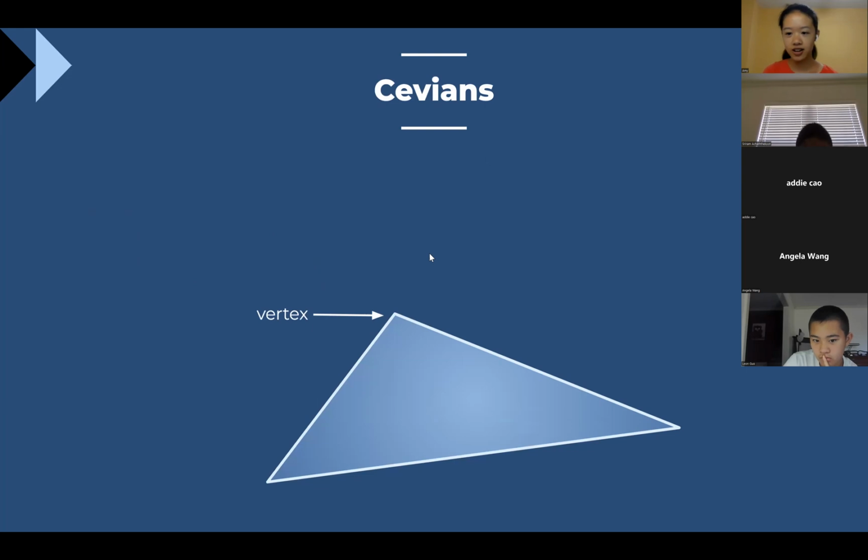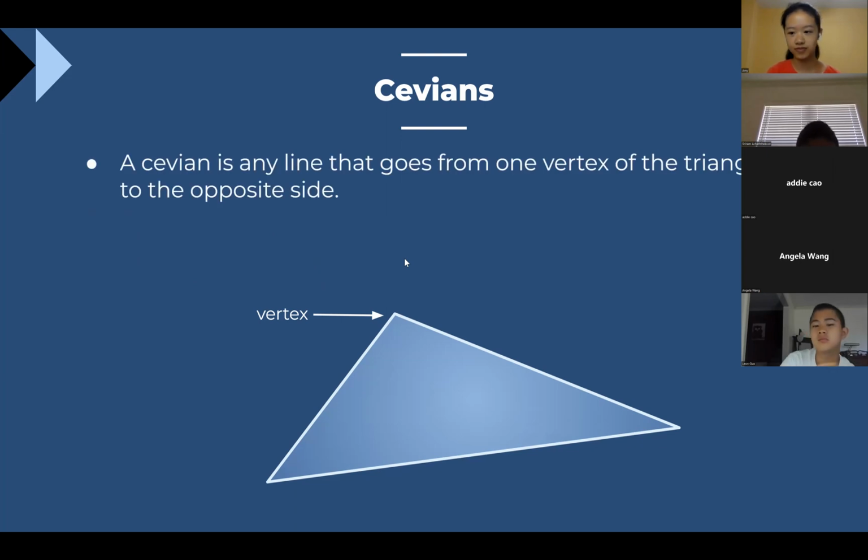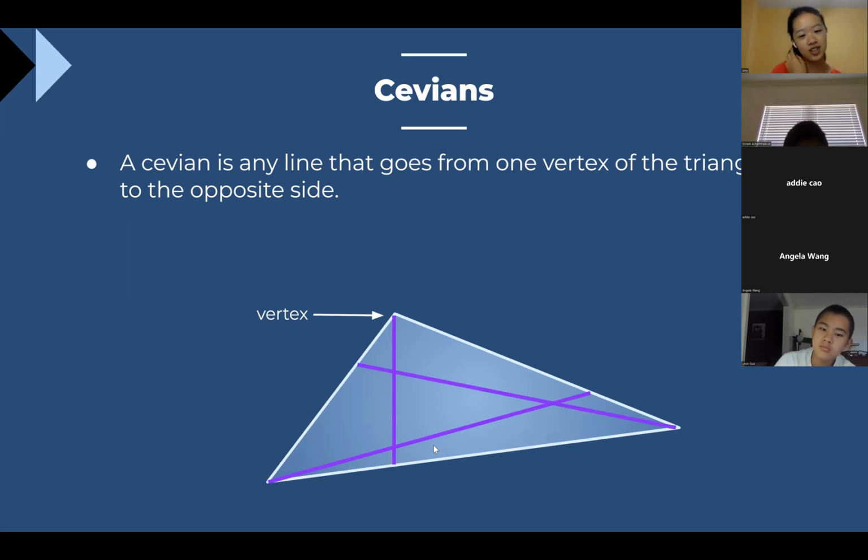Angela, you want to talk about this slide? Okay, so there's a special type of line which is called a Cevian, and basically a Cevian is any line that goes from one vertex of the triangle to the opposite side. An example would be the height of a triangle, that could also be a Cevian. All of these lines shown here are Cevians because you can see they connect to one of the vertices and then touch the other side.